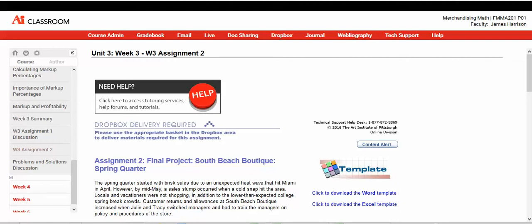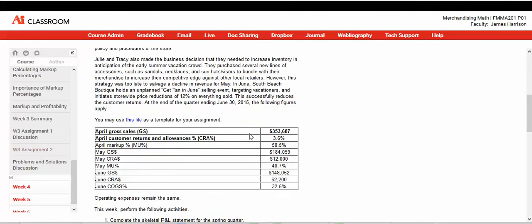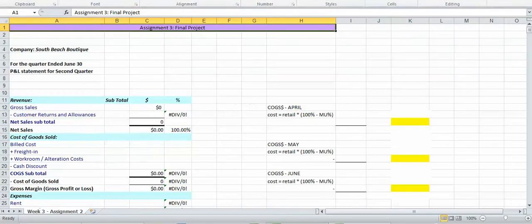This, like your week 1 assignment 3, is going to be another quarterly P&L income statement, basically revenue minus expenses. In this scenario, the majority of the work is going to be in the cost of goods sold section. So we're given information about April, May, and June, and we're basically going to be tasked with finding the cost of goods sold. So go ahead and open up this file, and I've done that here.